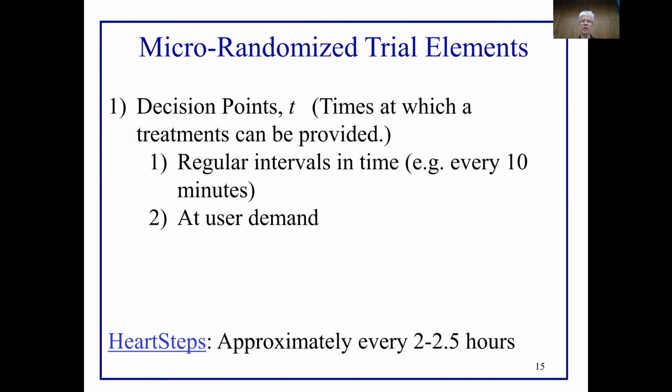So decision points, what should these be? These are times at which you might be able to deliver, conceptually, a treatment. And usually they come in two types, regular intervals in time or at user demand. We're going to focus on regular intervals in time. And in actuality, the closer the intervals in time that the decision points come, the more real time the intervention will appear to the participant.